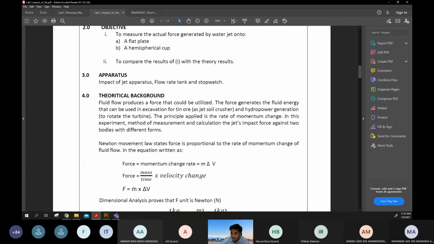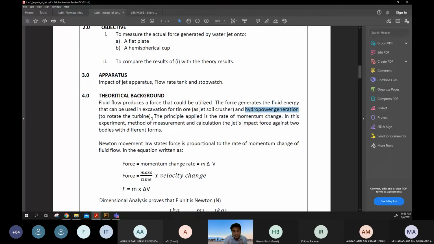This is the theoretical background, which explains the functions of this experiment. The fluid flow produces a force that could be utilized. The force from the fluid can be utilized in the form of energy. The force generates fluid energy that can be used for the excavation of tin ore. These are the applications of what you learn. And hydropower generation, rotating the turbine. So this principle is applied in the rate of momentum change.